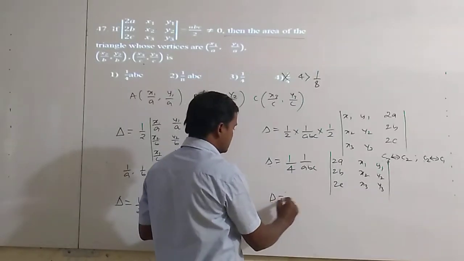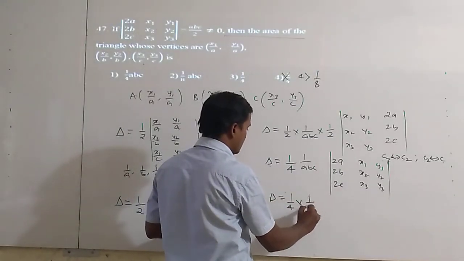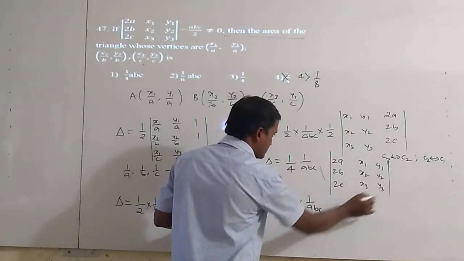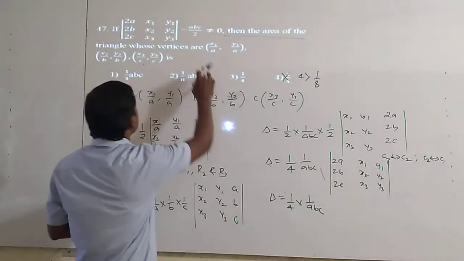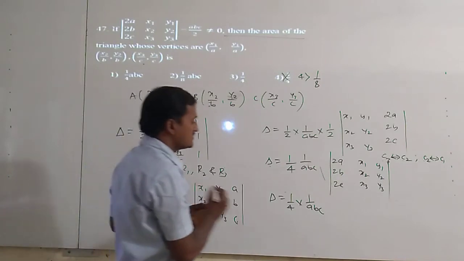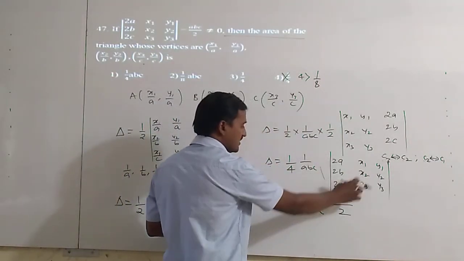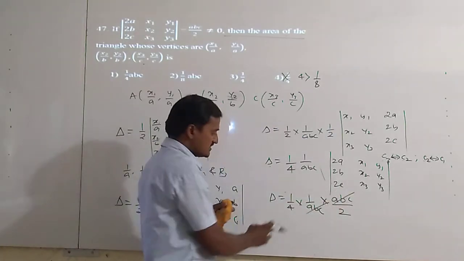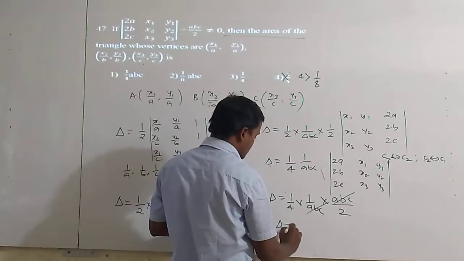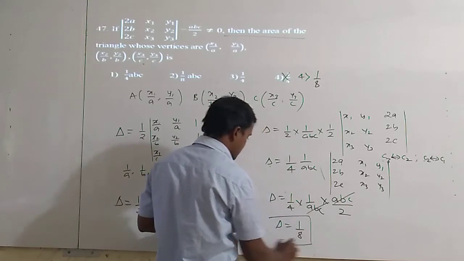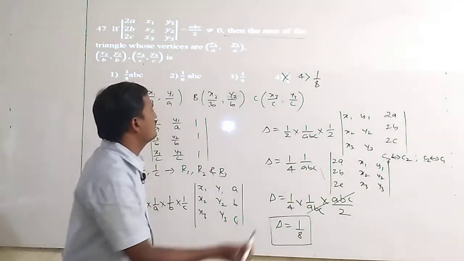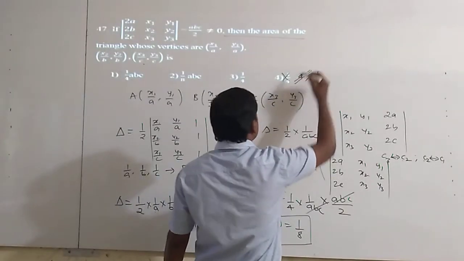Now I will replace this value: 1/4 into 1/abc. The value of this determinant is given as abc/2. So abc divided by 2 they have given, right? Here abc and abc will get cancelled, leaving 4 into 2. So what is the value of delta? That is 1/a. Therefore clearly the fourth option is the right one.